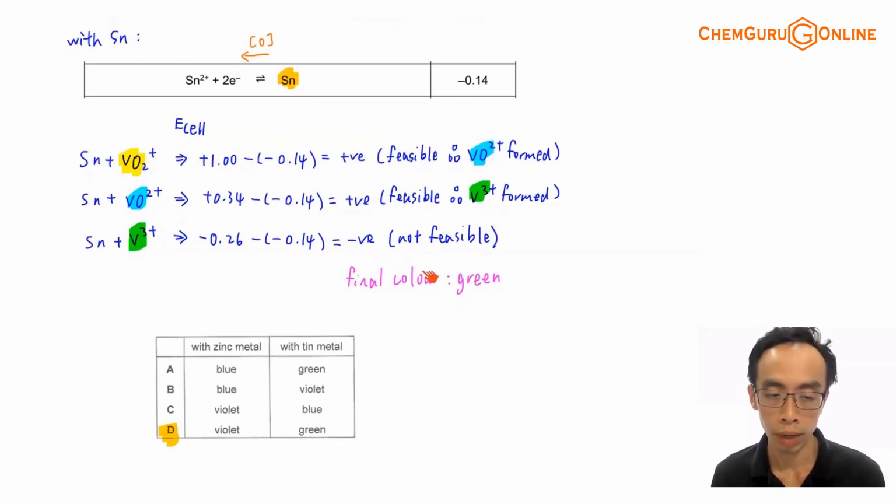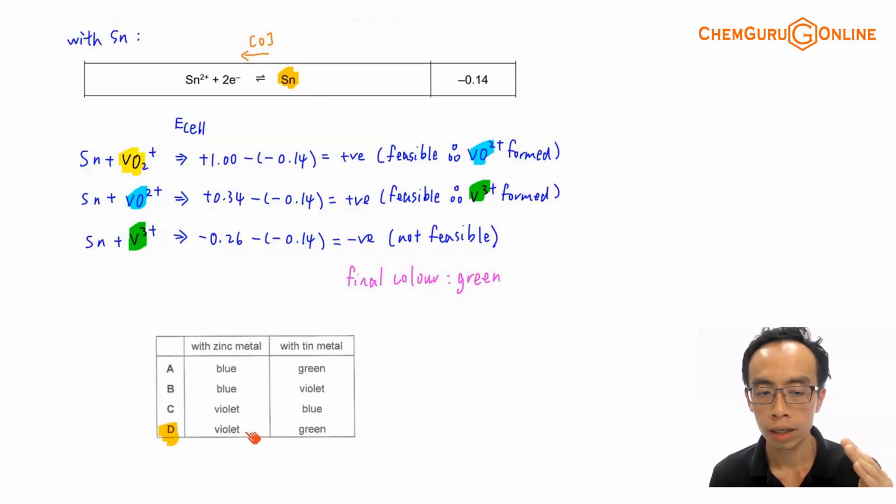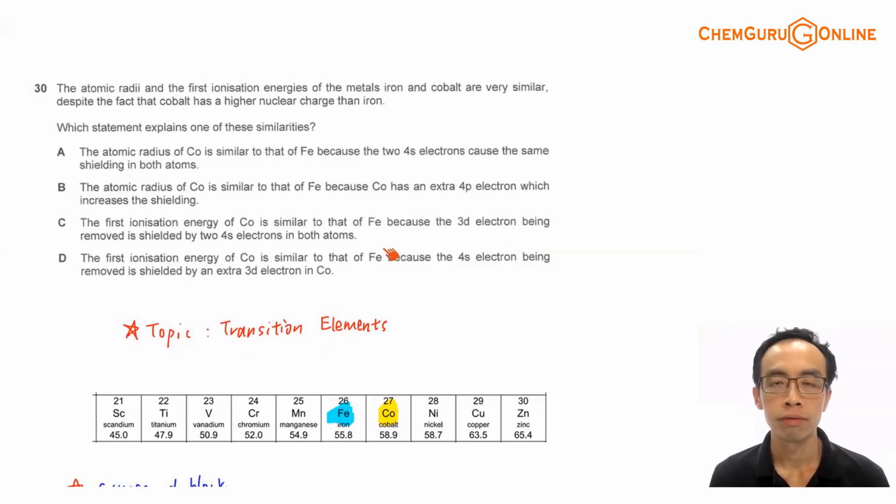So therefore, the answer that we will have with zinc, final color should be violet. With tin, final color should be green. Answer to this question should be D. Alright, the final question for this exercise involving question 30.